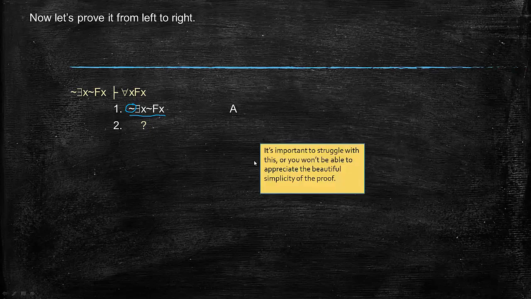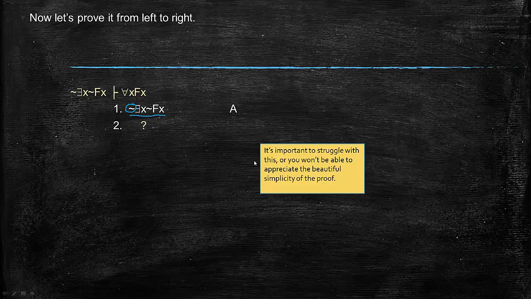Now let's work it the other way. Let's go from it's not the case that there exists an x not f of x to for all x f of x. So we hypothesize it's not the case that there exists an x not f of x. And now you'll notice that we cannot do anything to this line. We can't do any kind of an existential elimination here. That's not okay, because this is locked up. So if we hypothesized something expecting to be able to use it in relation to this assumption, we would be wrong to do so.